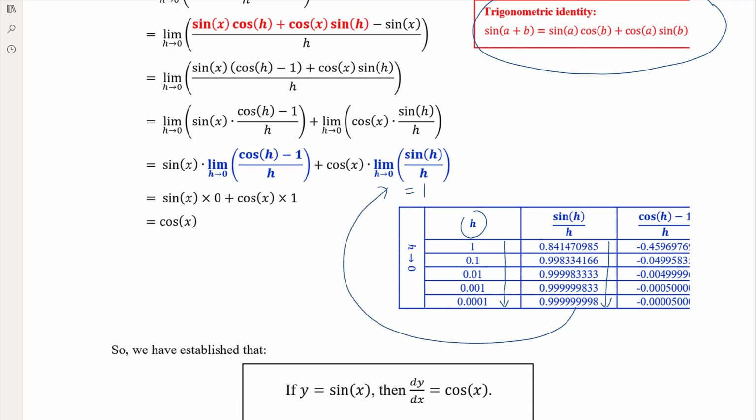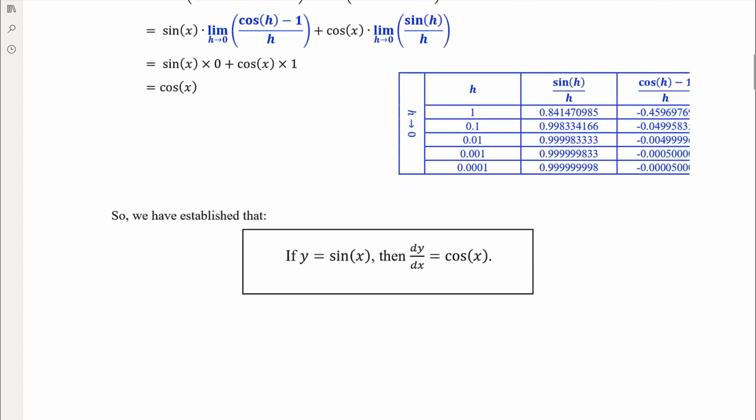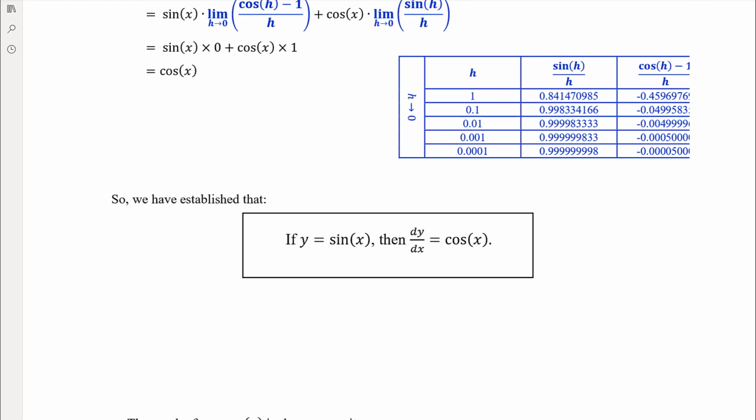What we see happens as h becomes smaller and smaller, for the other fraction, cos of h minus 1 over h, that seems to be getting closer and closer to 0. It's getting close to 0 from below, but that doesn't matter. So this here is going to get closer and closer to 0. And so therefore we get 0 and 1, and we see that the derivative is indeed cos of x. So we've established that if y equals sine of x, dy/dx is cos of x.